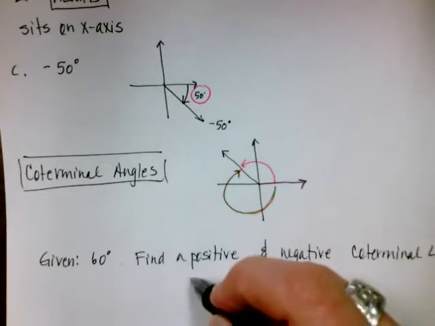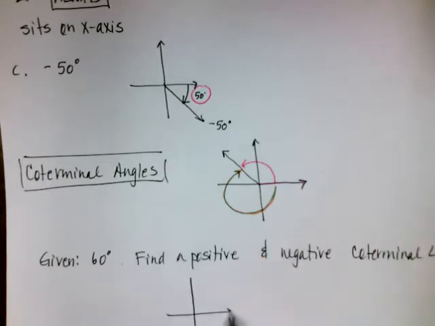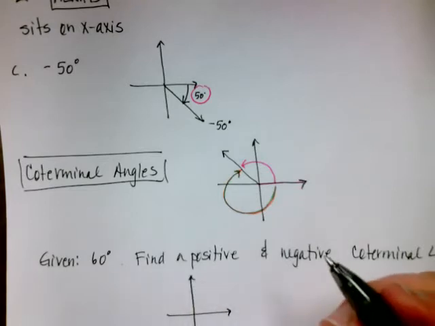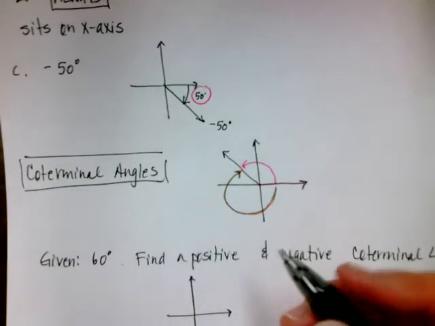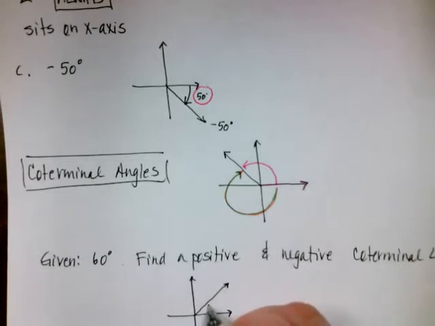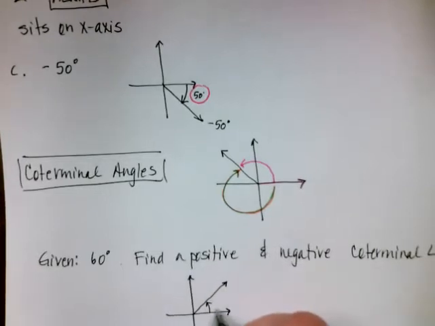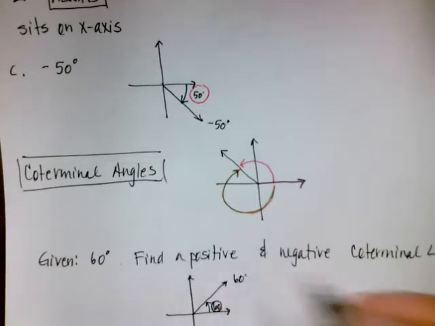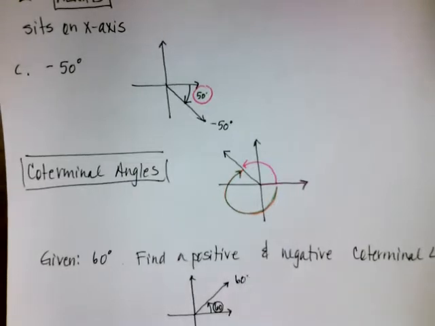Okay, so I'm going to draw my angle in standard position because that should always be your first step. All right, so if I draw 60 degrees, it is in the 1st quadrant, and it has a positive rotation. This little angle is 60, there's my reference, and then I'm going to put it out here on the outside edge. Okay, so let's do the negative rotation first.